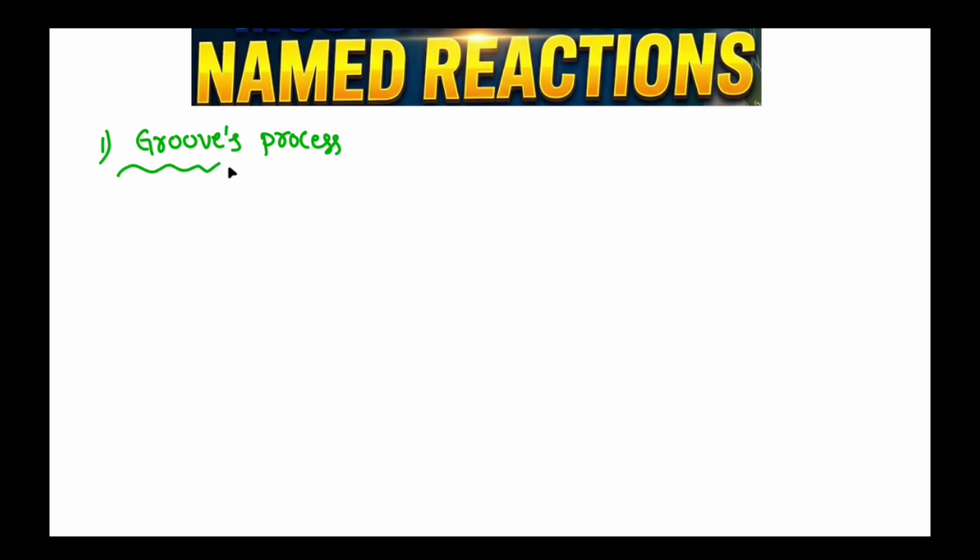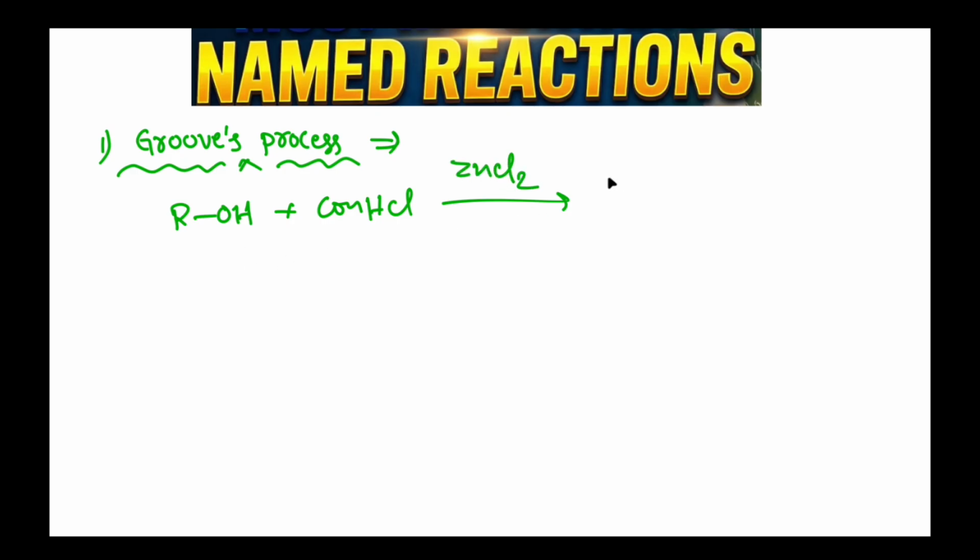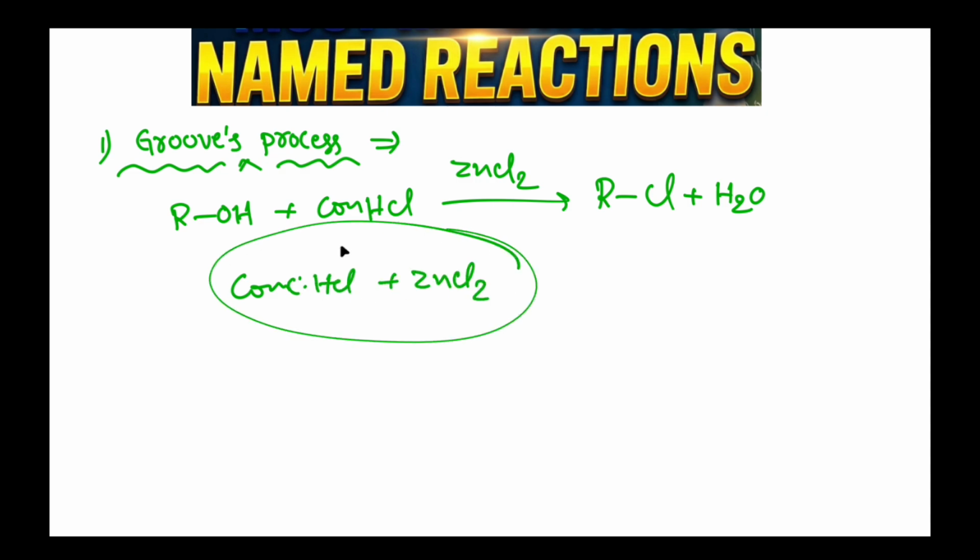First is the Groves process. In this process, alcohols react with concentrated HCl in the presence of ZnCl2 catalyst, and we get alkyl chloride and H2O. Here the mixture of concentrated HCl and ZnCl2 is used to convert alcohols into alkyl chlorides. Concentrated HCl and ZnCl2 is also known as Lucas reagent.